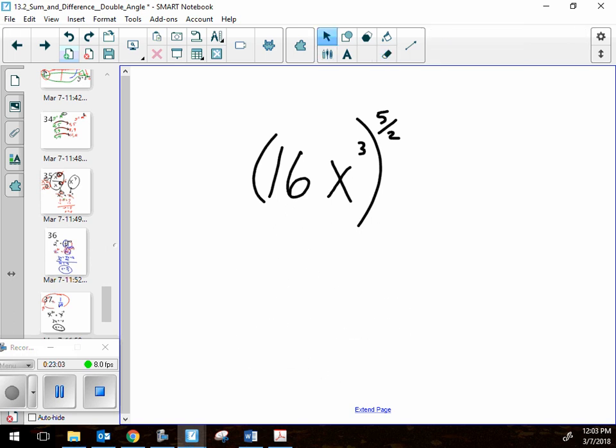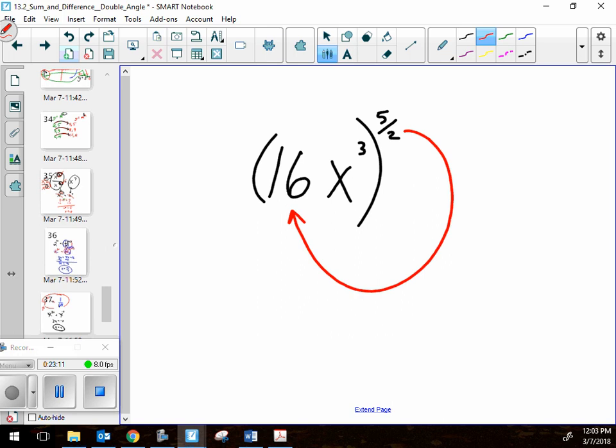You would not have a calculator for this. You'd have to be able to do this in your head. So if you're like, how am I supposed to know what 16 to the 5/2 power is? You start with the 1/2 power, which means square root of, and then you can do the power. Pausing while you try that one.